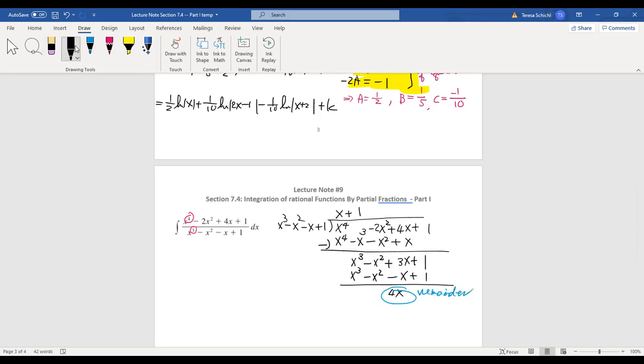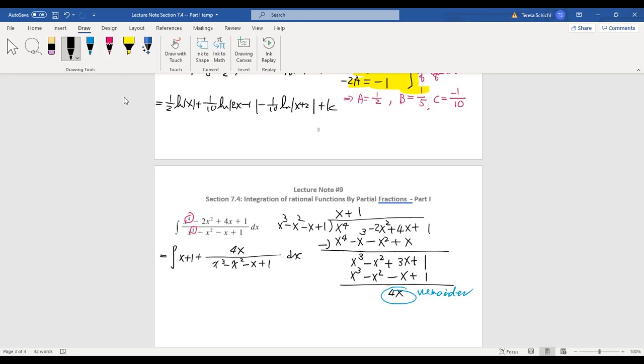Okay, so now let's rewrite this integration. This integration will be x plus 1, then plus whatever's here, which is x cubed minus x squared minus x plus 1, dx, and put the remainder here, which is 4x.